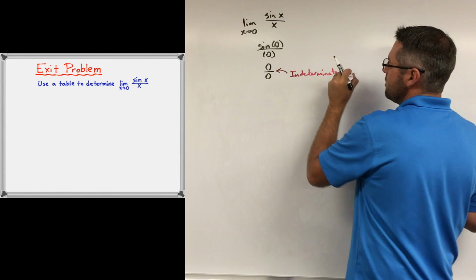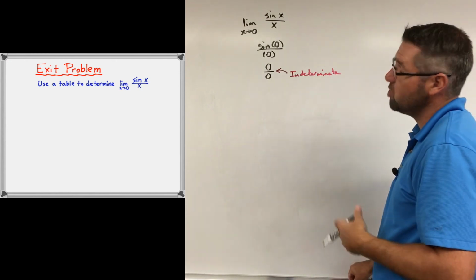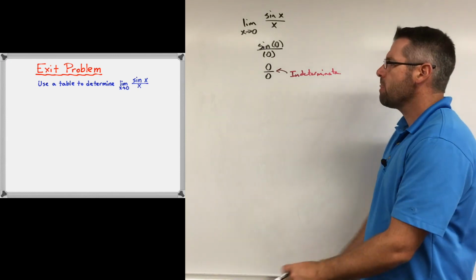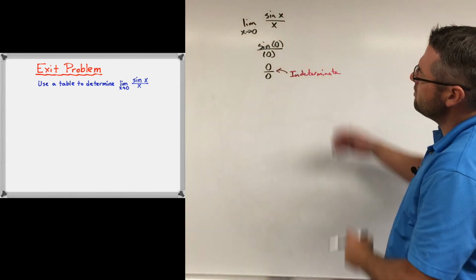Got to spell it right. Okay. That's an indeterminate form. So what do you try doing? We try factoring. That's the only thing we learn. We're going to learn more things in the future. But we try factoring. Well, there's nothing to factor.